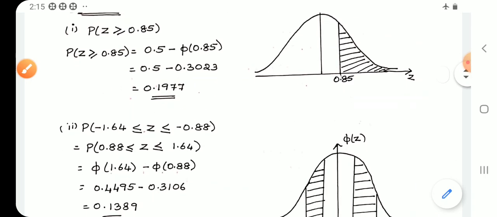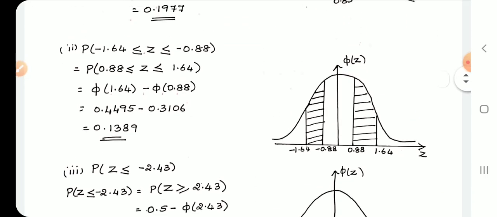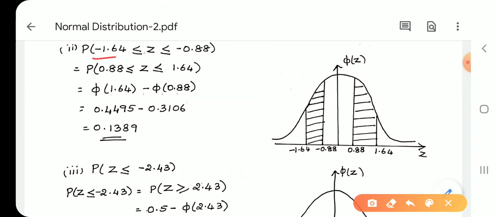So to understand it better, let us go to the next problem. We have to here find P of minus 1.64 less than or equal to Z less than or equal to minus 0.88. Again, if I draw a bell curve for this and mark the points, 0.88 roughly lies here and minus 1.64 lies here. So we have to find the area of this shaded portion.